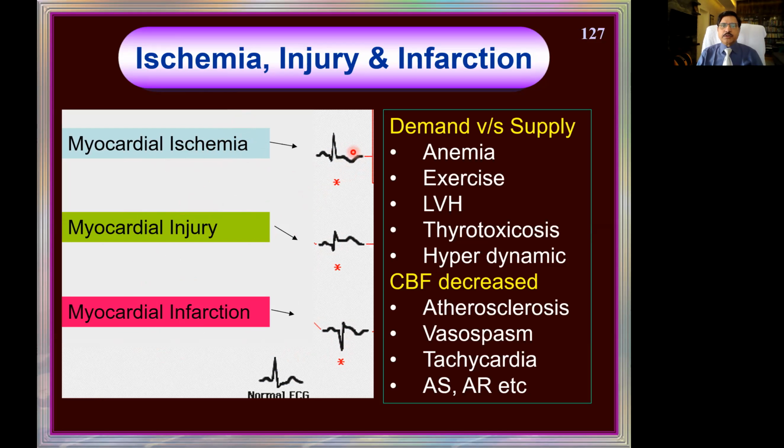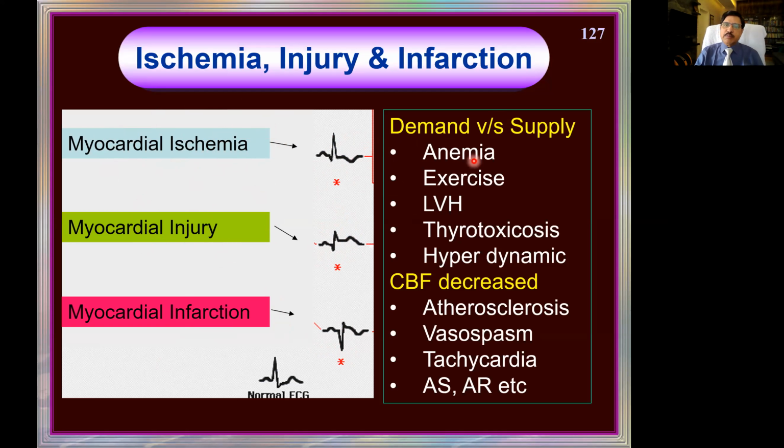These are not watertight compartments, they occur together. There will be a zone of infarction, around that there will be a zone of injury, and there will be a zone of ischemia. Just like you see the umbra and the penumbra in an eclipse, the central part is the eclipse zone and around that is the penumbra. Like that, there is an umbra which is the infarcted zone which shows the Q wave. Around that is the injury zone which shows ST segment elevation, and there is the zone of ischemia surrounding that. The tissue is not totally injured but still suffering deficiency of blood supply. That is shown in the ECG as T inversion.